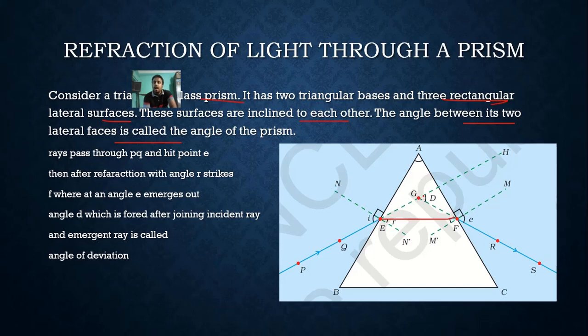When we stretch the PQ and RS rays, they meet at a point G, and that angle is known as the angle of deviation. This is the angle by which the incident ray is deviated from the emergent ray. These are the normals, N and N dash, M and M dash, and they are at a 90-degree angle.